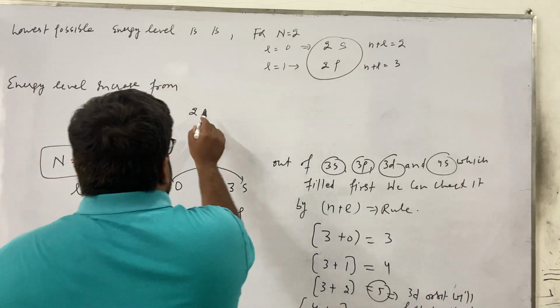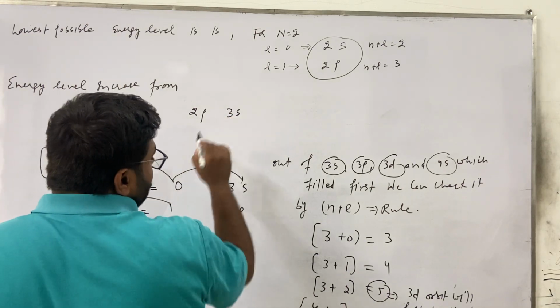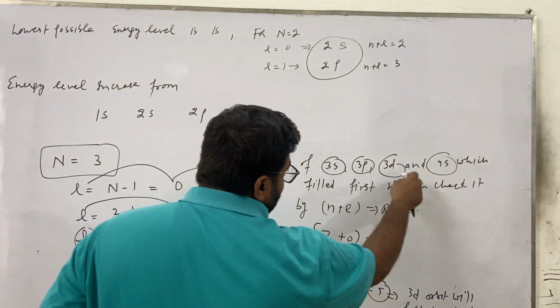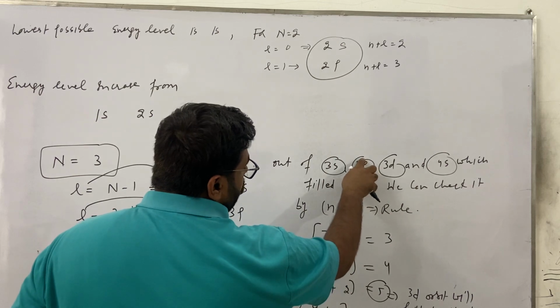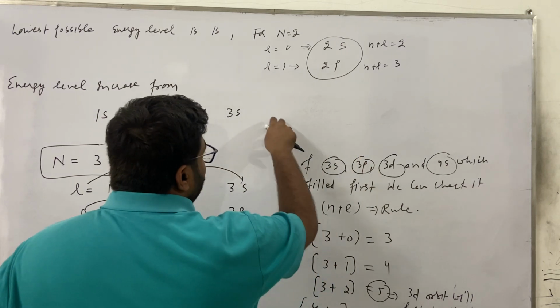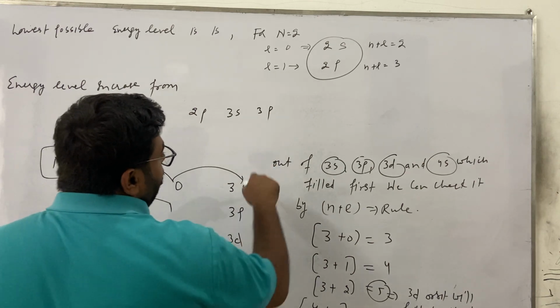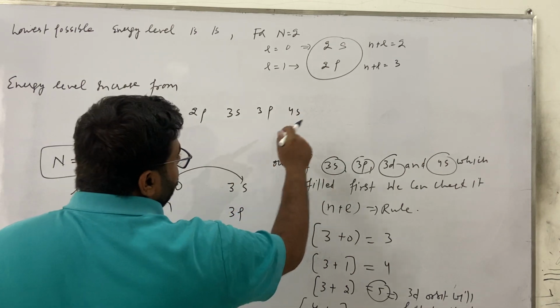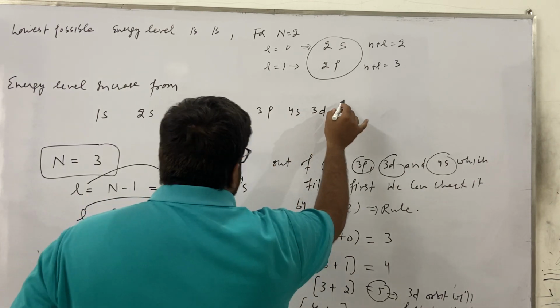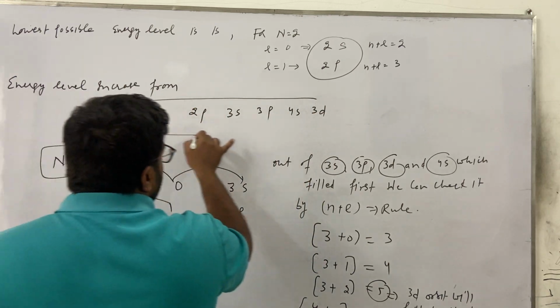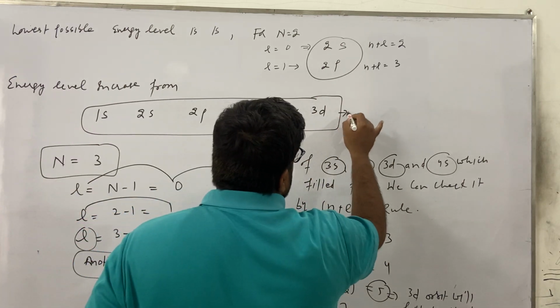So after 2p, 3s orbital is filled. Then because we know that 3p and 4s have the same n plus L value, but the principal quantum number for 3p is lower, that will be filled first. After 3s there will be 3p orbital filled, and after that 4s subshell is filled, and after that 3d subshell can fill. This is the series you have to remember.